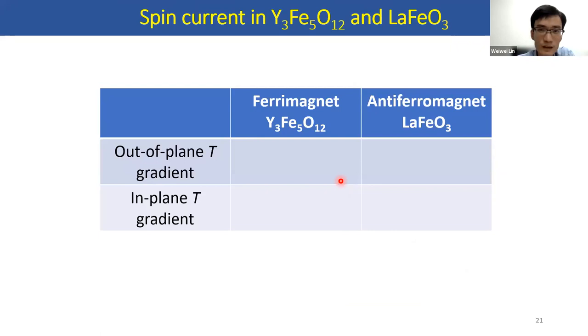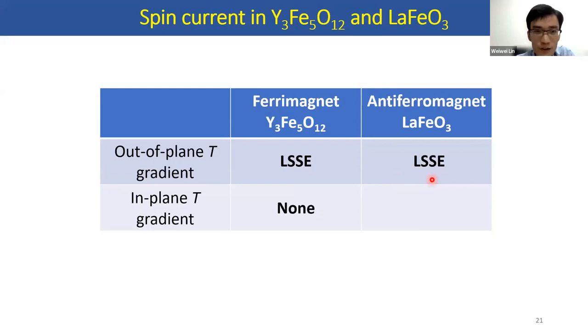So let's compare between the YIG and the lanthanum ferrite. Okay, what's the difference? For the out-of-plane temperature gradient, we can get the longitudinal spin Seebeck effect in YIG. Okay, it's a ferromagnet insulator. For the in-plane temperature gradient, no spin signal can be detected in YIG platinum. For lanthanum ferrite, I already showed, there is a longitudinal spin Seebeck effect with the out-of-plane temperature gradient. So we also detect the spin-dependent thermal voltage with the in-plane temperature gradient.